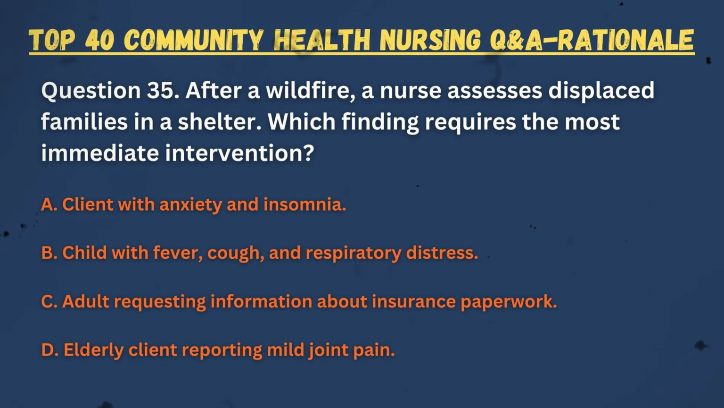Question 35. After a wildfire, a nurse assesses displaced families in a shelter. Which finding requires the most immediate intervention? A. Client with anxiety and insomnia. B. Child with fever, cough, and respiratory distress. C. Adult requesting information about insurance paperwork. D. Elderly client reporting mild joint pain.